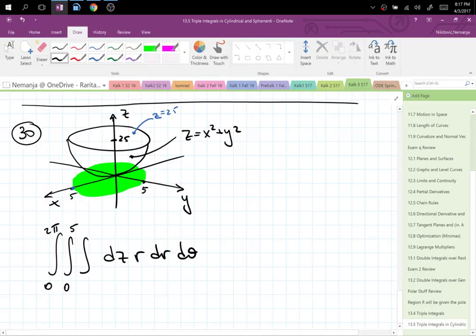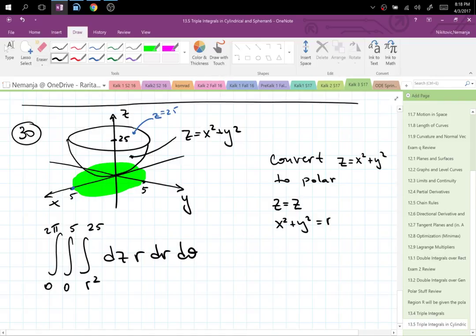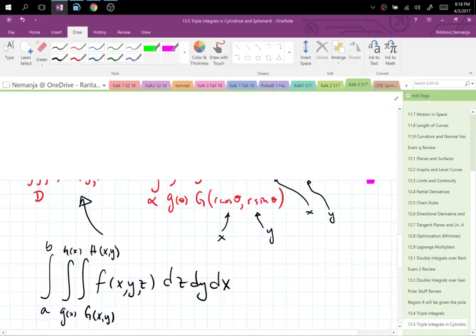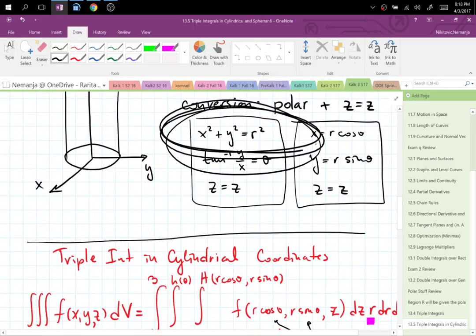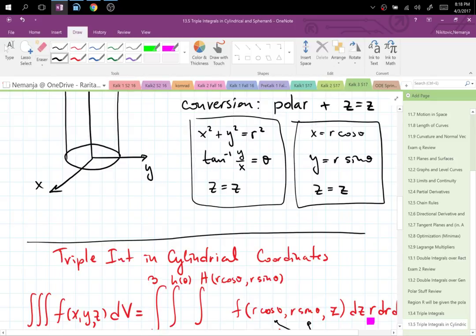And for z, the top is 25, so that's easy. The bottom is r squared. Very good. So convert z equals x squared plus y squared to polar. So how do I convert it? Well, z is equal to z, I don't have to worry about that. And x squared plus y squared is equal to r squared. That's basic conversion that you must know from your chapter 10 or you're doomed. So welcome to Calc 3 and prerequisites.